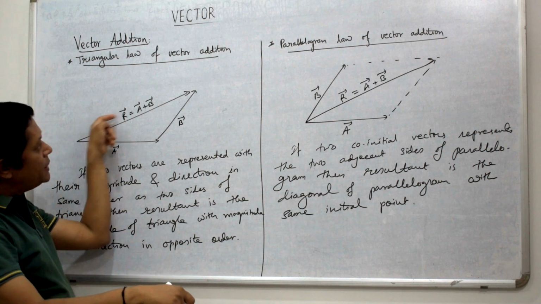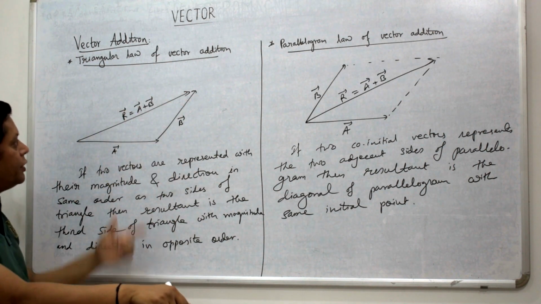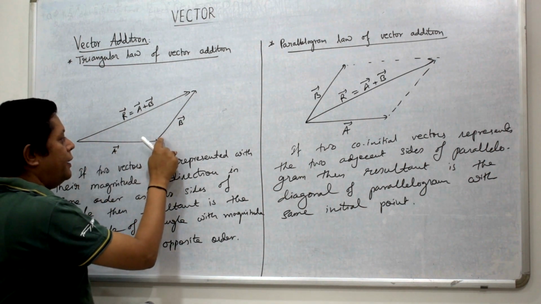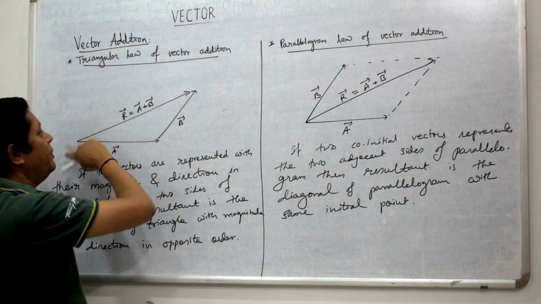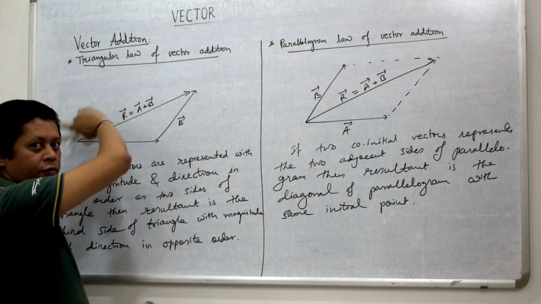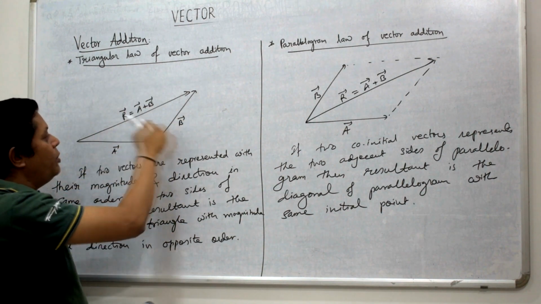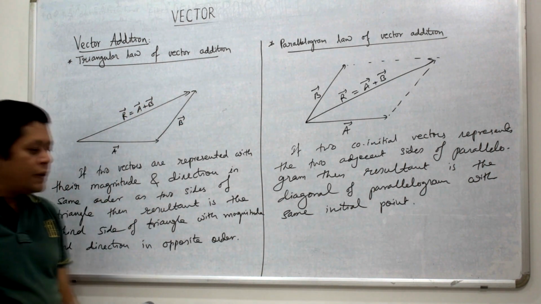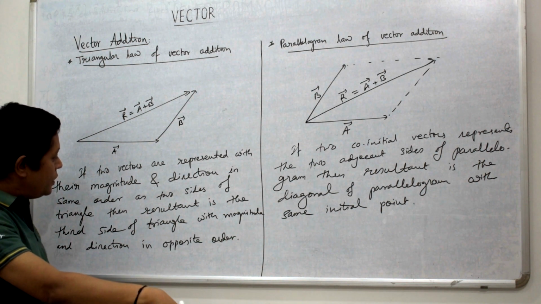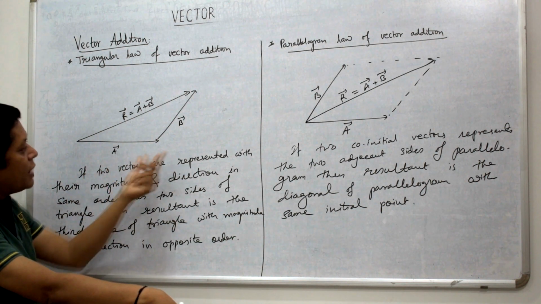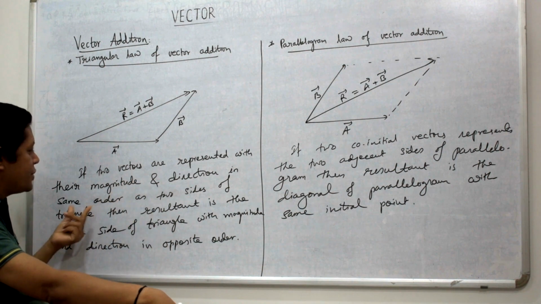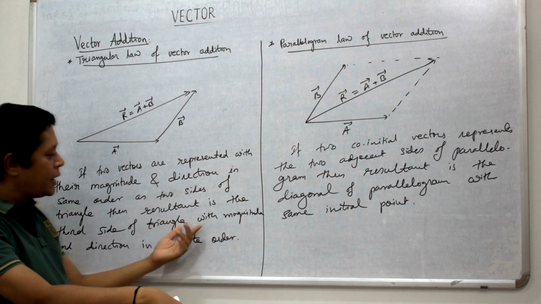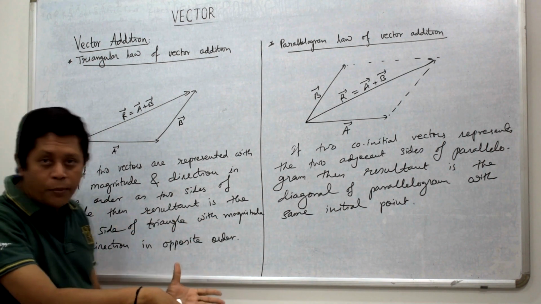Then the resultant is the third side of the triangle with magnitude and direction in opposite order. You can say head, tail. Means for this vector r, we can consider it as clockwise. A and B, if they are anti-clockwise, the resultant is clockwise. So directions are in opposite order. So this is the statement: if two vectors are represented with their magnitude and direction in the same order as two sides of a triangle, then the resultant is the third side of the triangle with the magnitude and direction in opposite order.